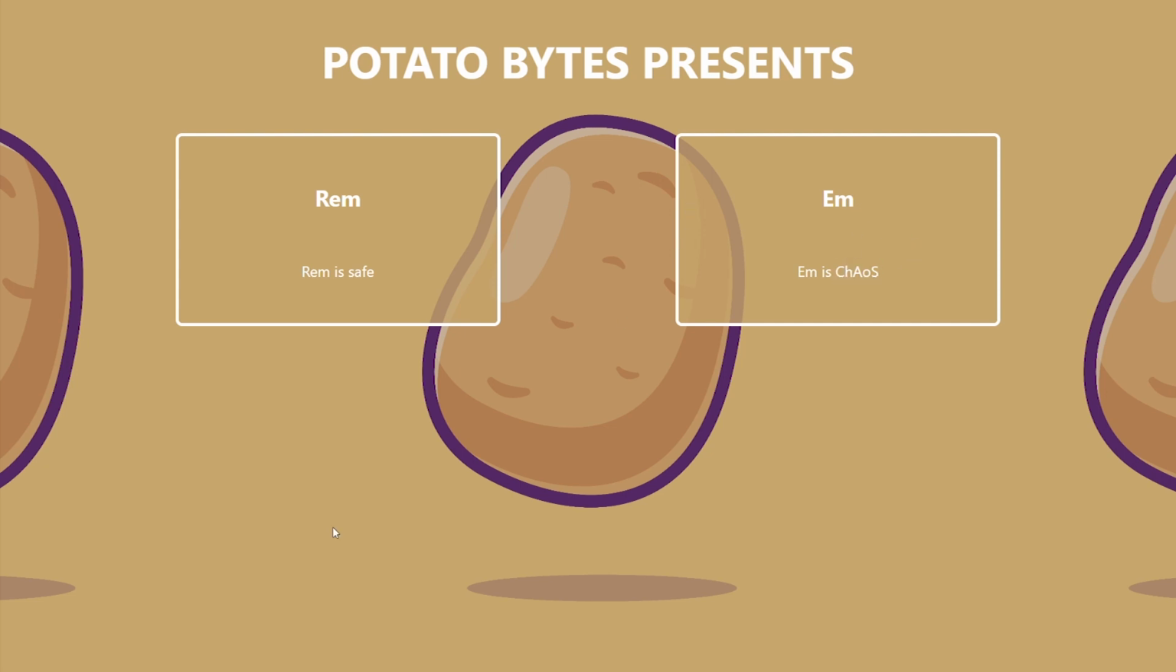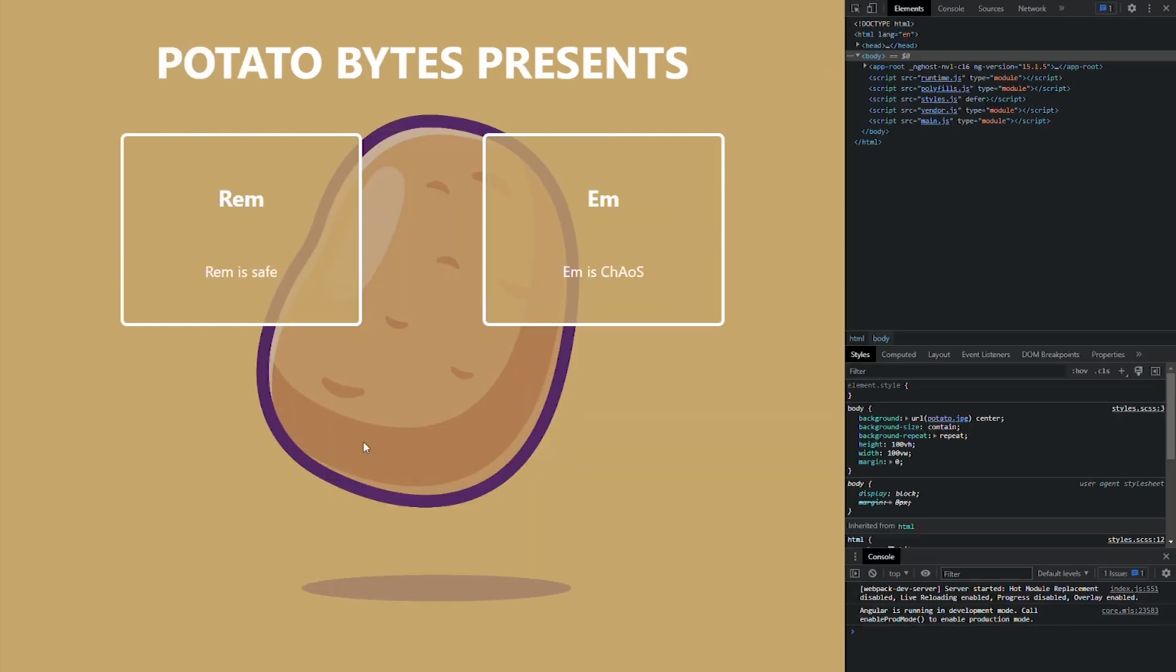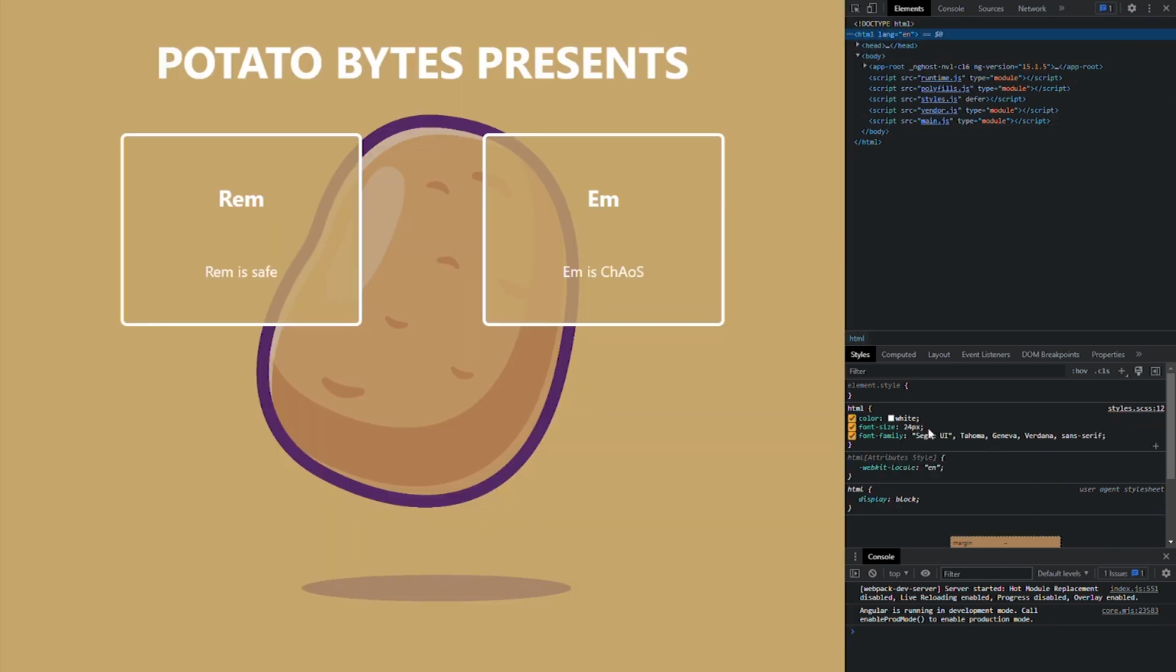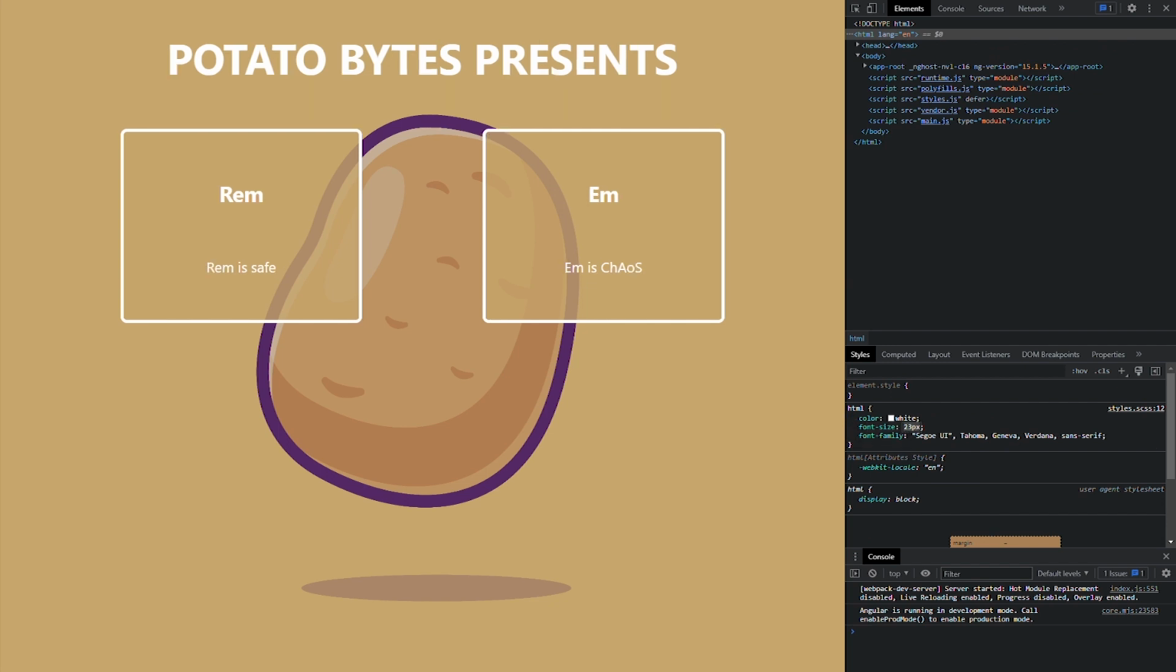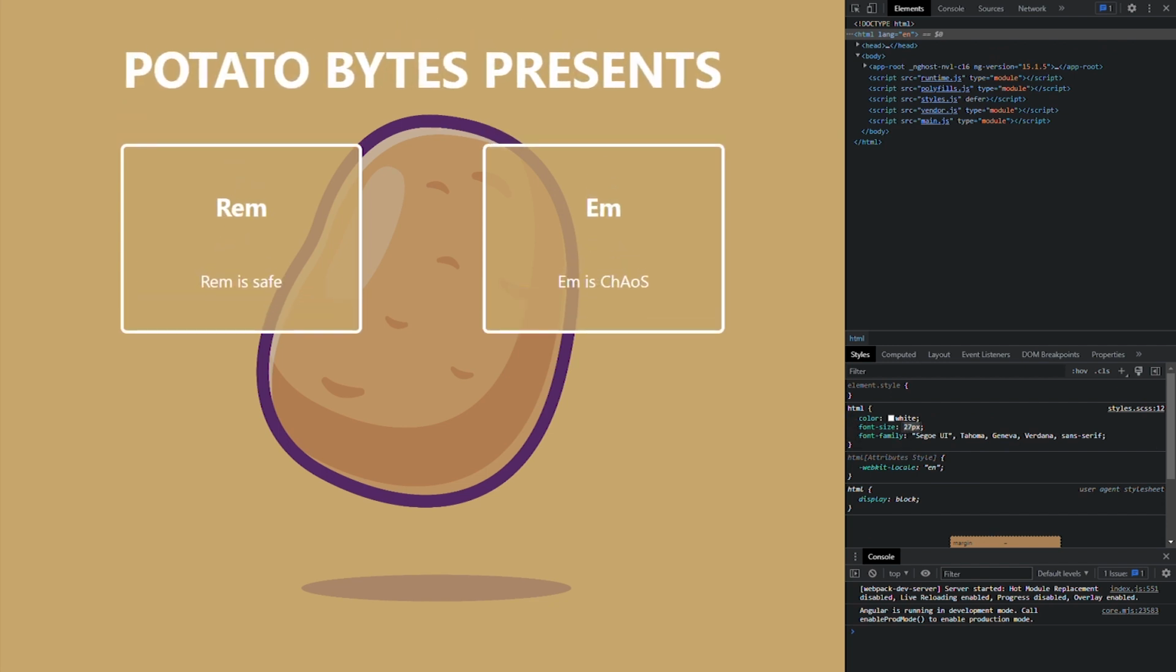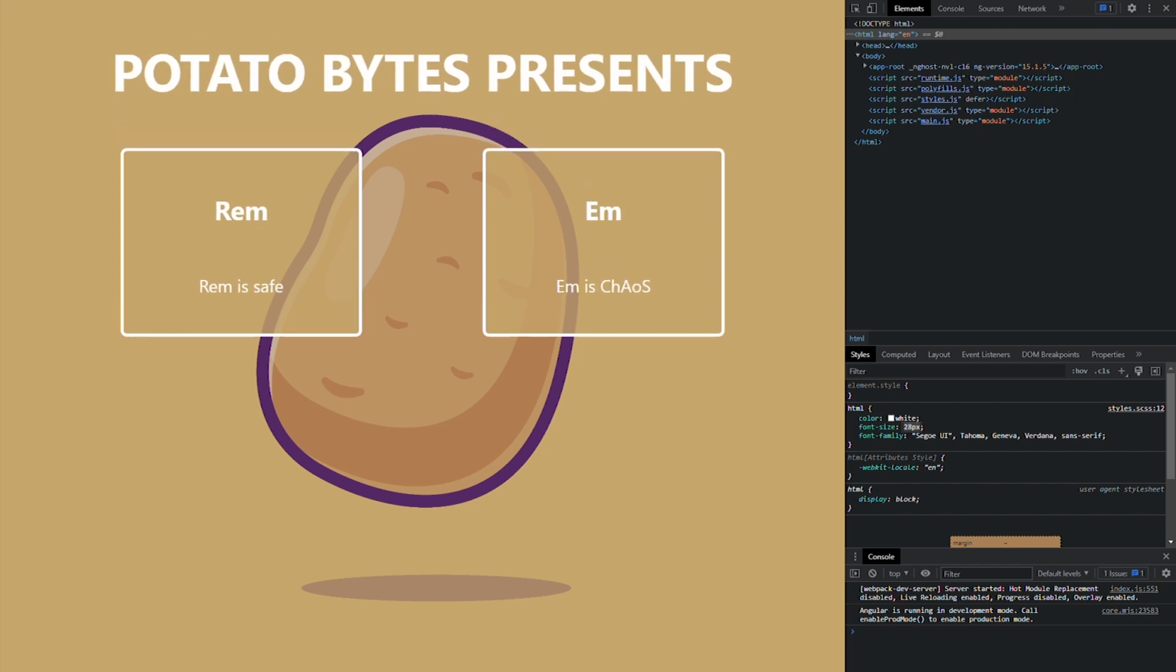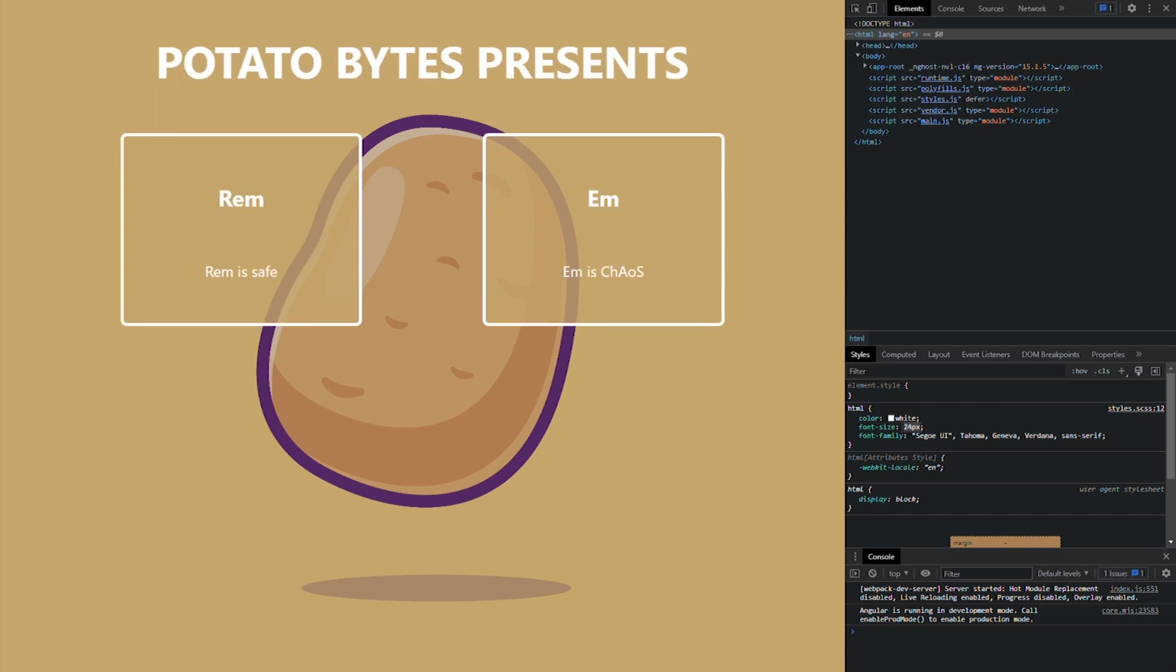Let's take a quick look at an example in code. Currently, they look very similar, and you'll see that if we go into the HTML tag, the font size has been set to 24 pixels. By changing this value, you'll see it impacts both the REM values and the EM values in exactly the same way. And this is why everyone thinks that there's no difference.